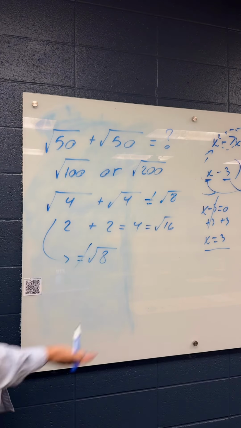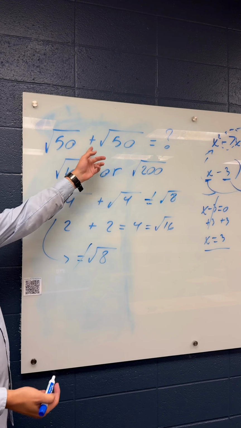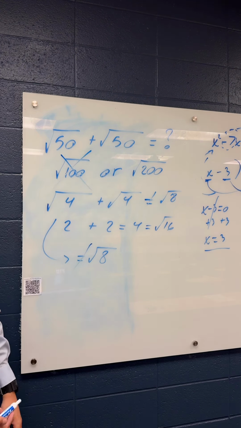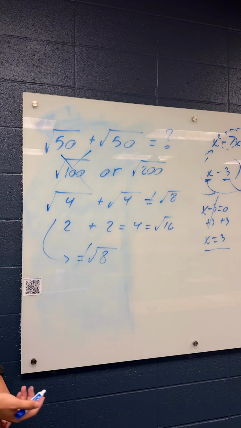And so in the same way, the square root of 50 plus the square root of 50 is not equal to the square root of 100, okay? So how do we do this then?